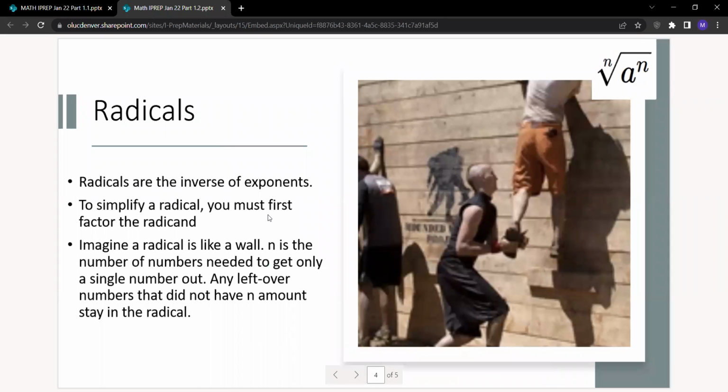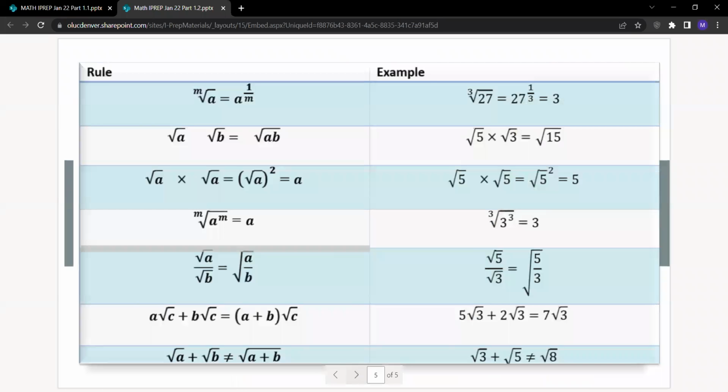Now let's talk about radicals. Radicals are the inverse of exponents. To simplify a radical, you must first factor the radicand. Imagine a radical is like a wall. n is the number of numbers that you need to get only a single number out. Any leftover numbers that do not have an n amount stay in the radical. So let's look at an example of this.